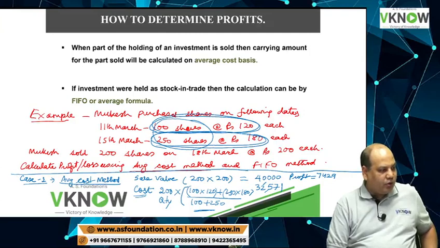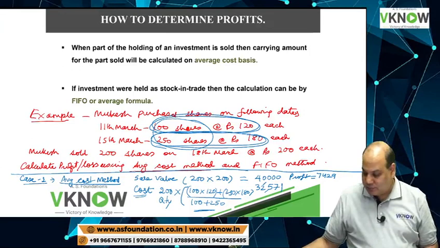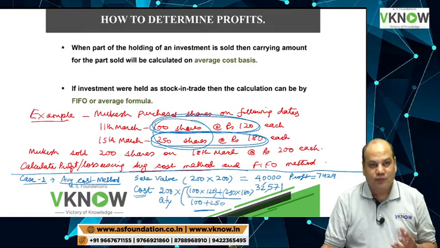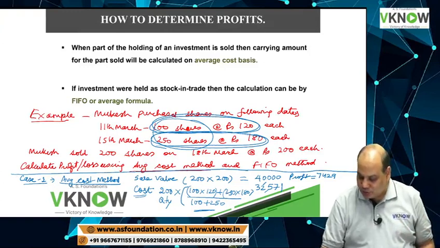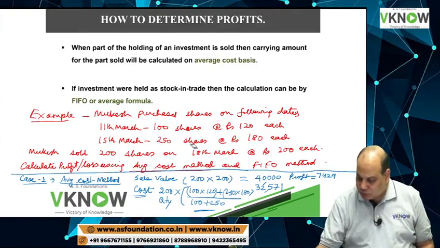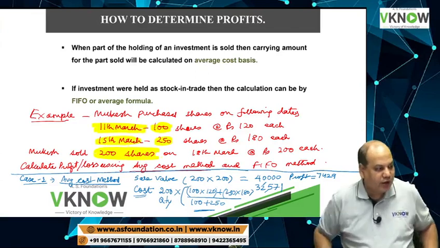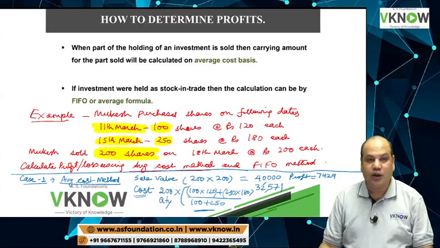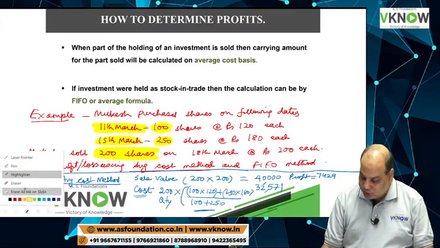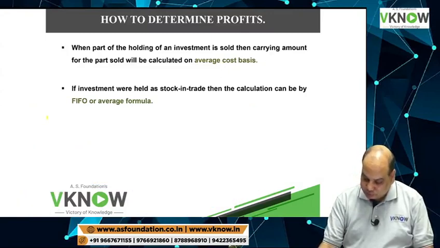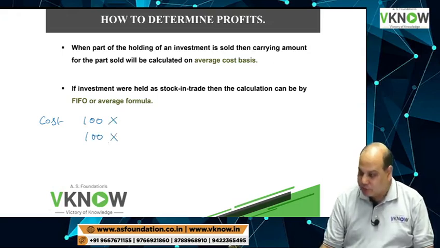Now I am going to solve it by FIFO method. FIFO means first in, first out. So I have sold 200 shares. 100 will be assumed out of the first lot and 100 will be assumed out of the second lot. So my cost will be, I am going to erase now, 100 out of the first lot and 100 out of the second lot.